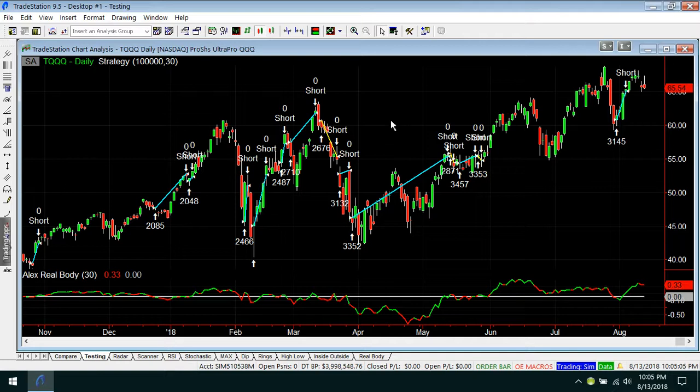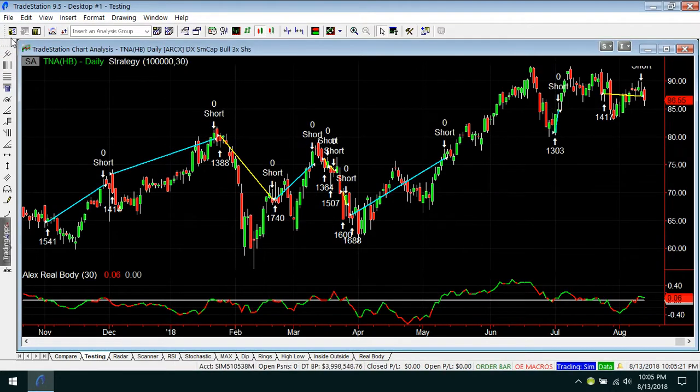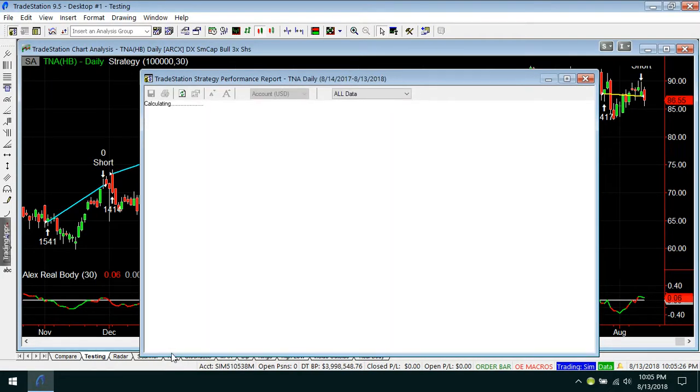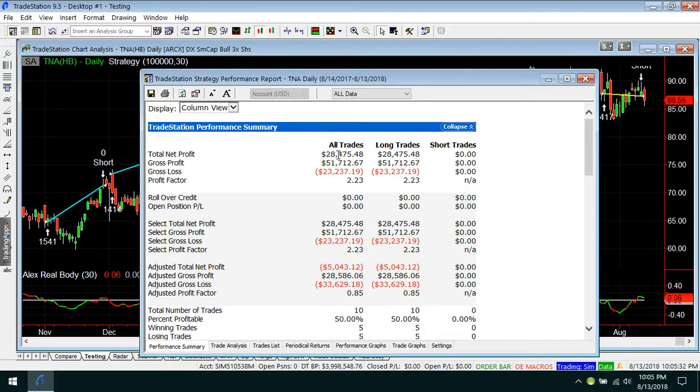It does work on other things, by the way. This is on TQQQ, and you can put it on other things. TNA, for example, which is the triple Russell 2000, and the performance report on that. Makes 28%. 28,000, which is 28%. So it's not nearly as good as the TQQQ, but nothing to sneeze at. That's nice. 1/2 the trades.